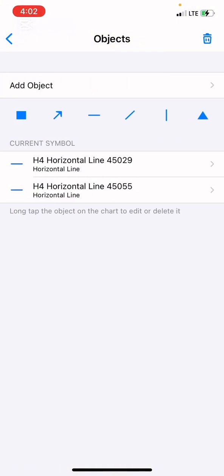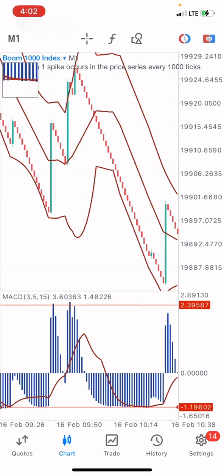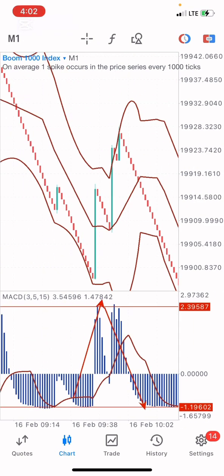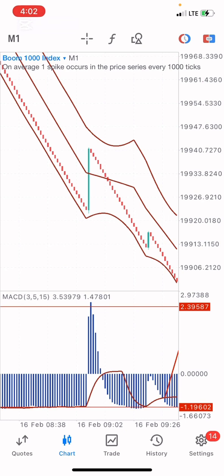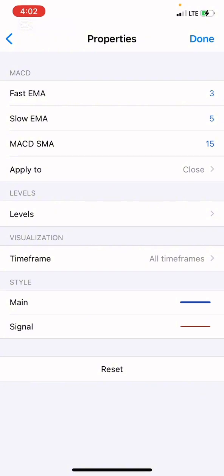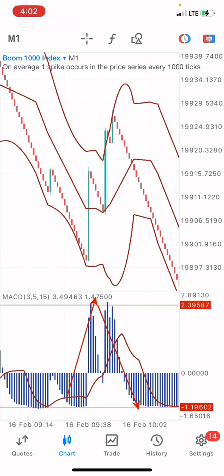So let's assume your MACD is here. Let's assume this is your resistance region, and this is your support region. Okay, all right. Now the MACD is in between. The MACD is the blue lines you are seeing in between these regions, and the red line you are seeing in between the MACD is your signal, right? Your main and signal. Let me show you the visualization style: main blue, signal red, right? So those are the lines you are seeing.